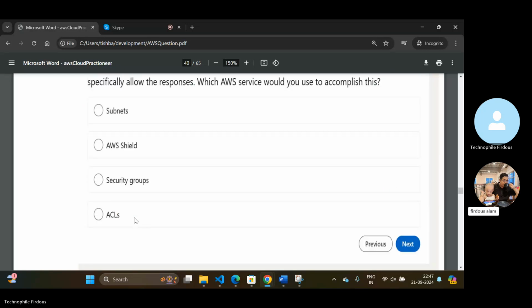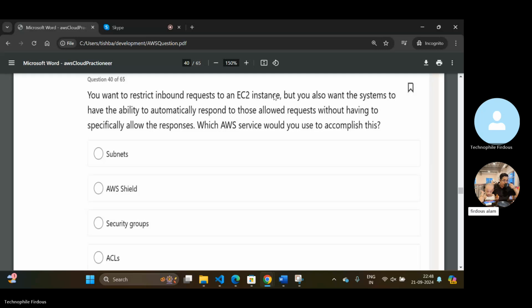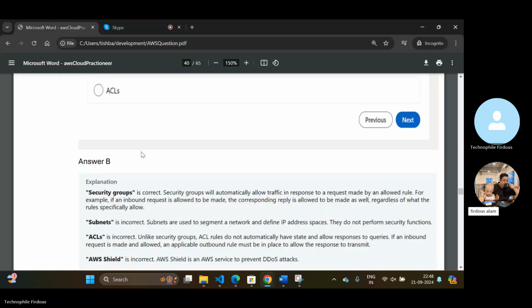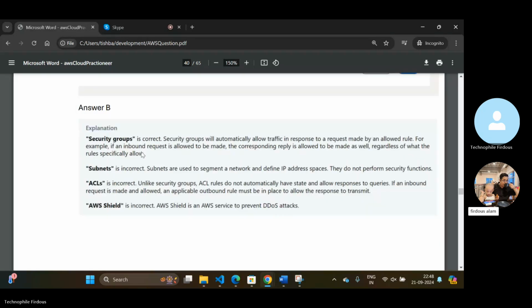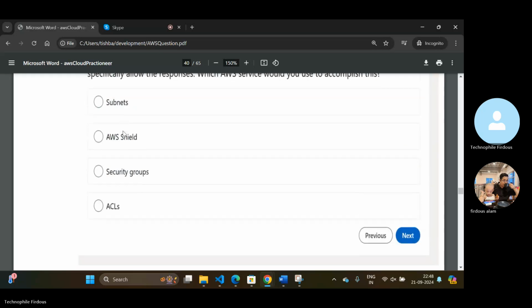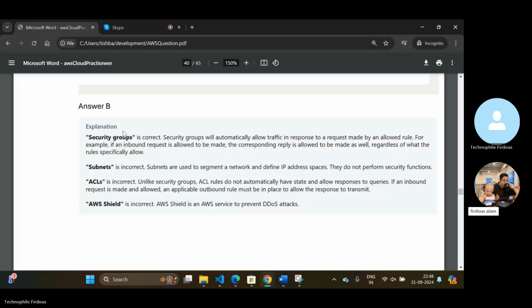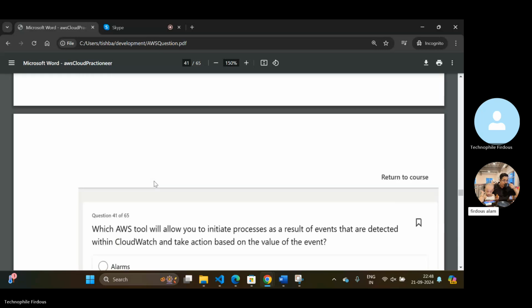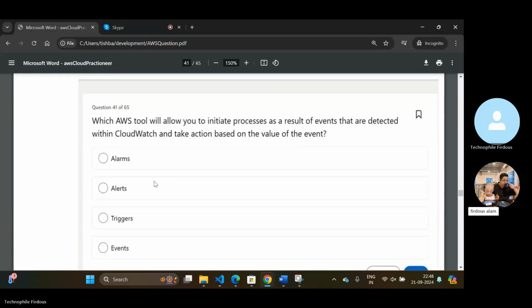So this was the question. If we have an inbound allowed rule, then the outbound response should also automatically be allowed, whatever rule we declare. That can be done by the AWS... sorry, the answer is security group. That could be done by a security group. My answer was wrong. The correct answer would be security group. Yeah, it's a very easy question.